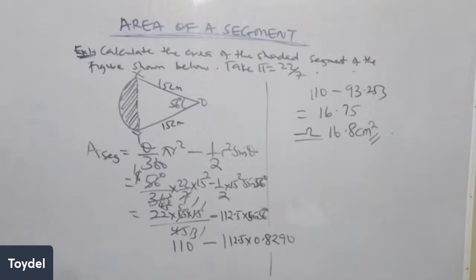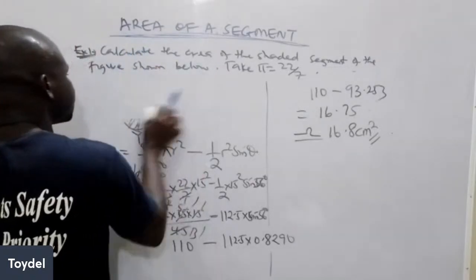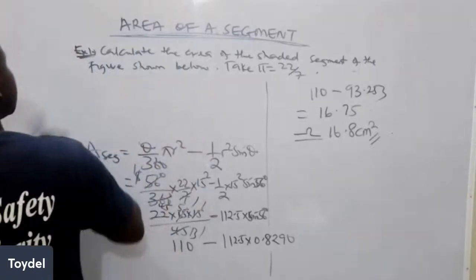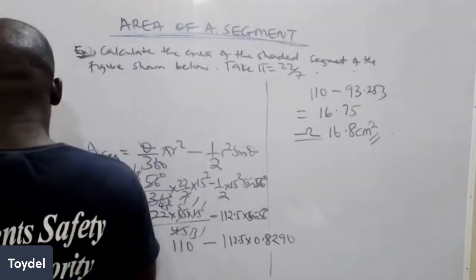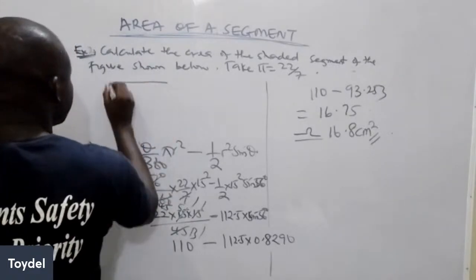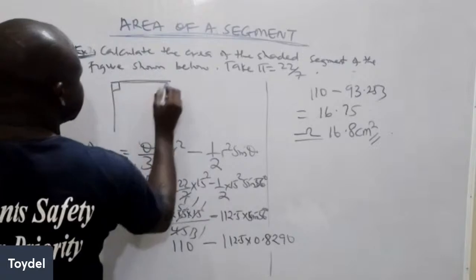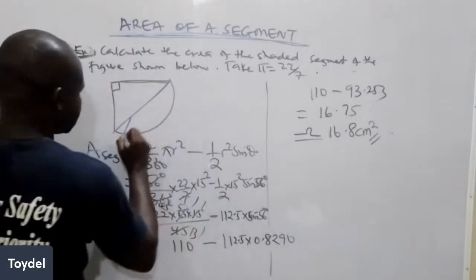So let's take another example. We call that example 2. In this case now, this is the figure. We are given the figure as this. The angle here is 90. It's perpendicular. Then this is the shaded portion.